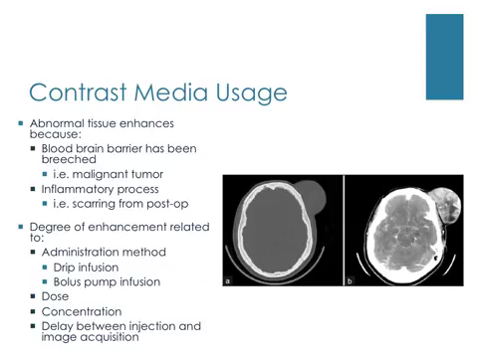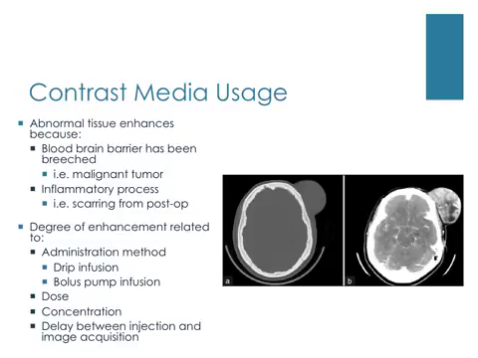IV contrast has been used since the early days of CT scanning to improve visualization of normal and abnormal structures. Abnormal tissue can enhance either because the blood-brain barrier has been breached, as in the form of a malignant tumor possibly, or because of an inflammatory process. An example of this is scarring in a post-op spine procedure. The degree of enhancement is related to the method of contrast administration and the dose and concentration of the contrast received, as well as the delay between the contrast administration and the image acquisition.